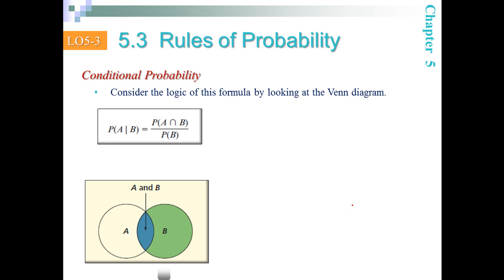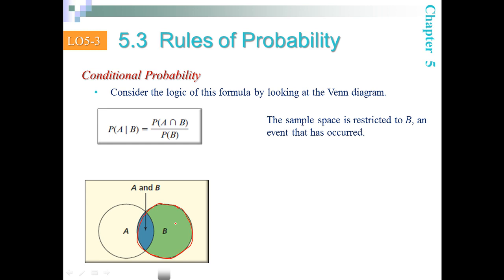So here's the logic behind that. Given that B has taken place, I know that something has happened inside of this green circle right here. And that now becomes the sample space, if you want to think of it that way. It's the entire collection of possible outcomes. And now I want to say, what's the probability that A took place inside of that? And so the only way A can take place inside of that is if the intersection of A and B takes place. And so if I take the probability of the intersection of A and B and divide that by the probability of B, that will give me the conditional probability of A given B.